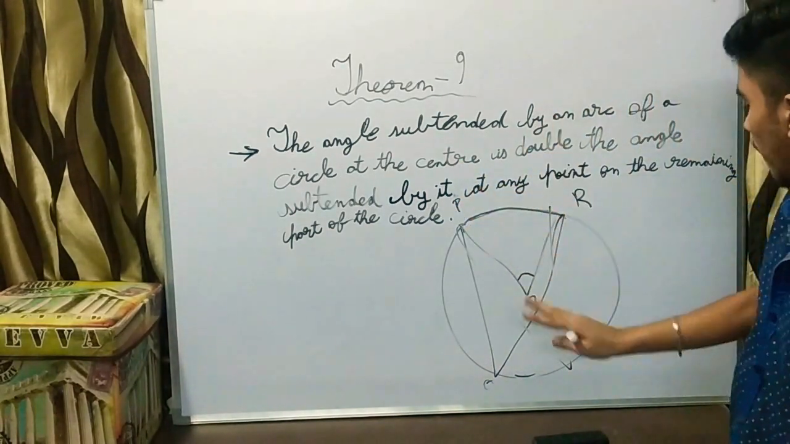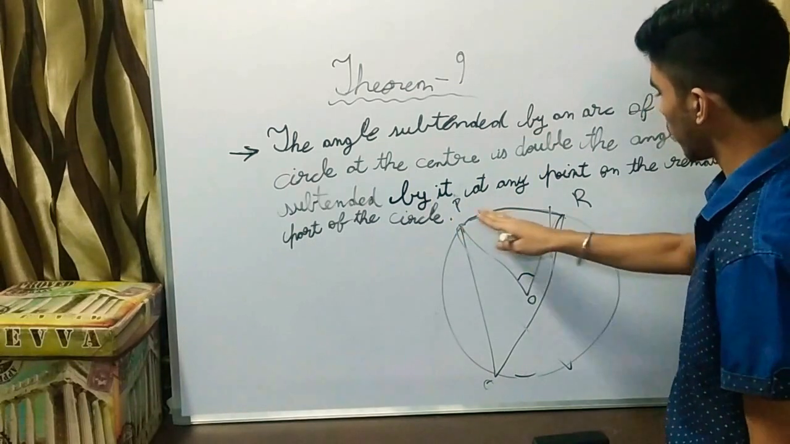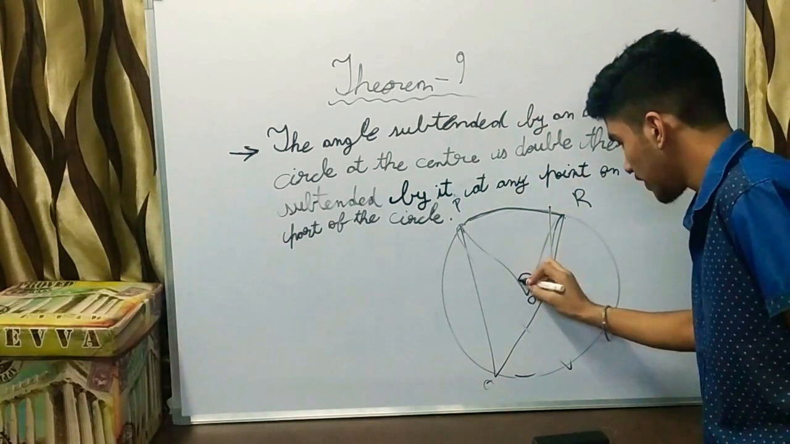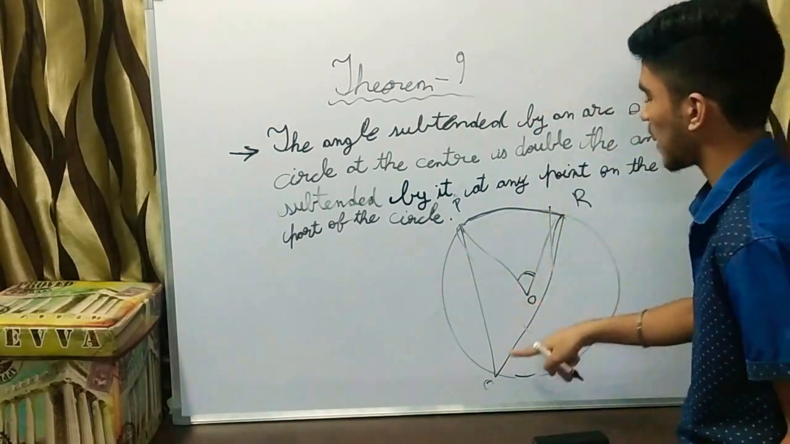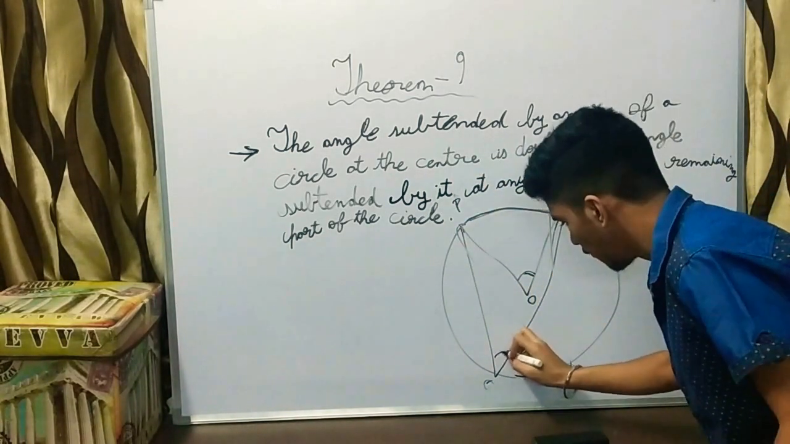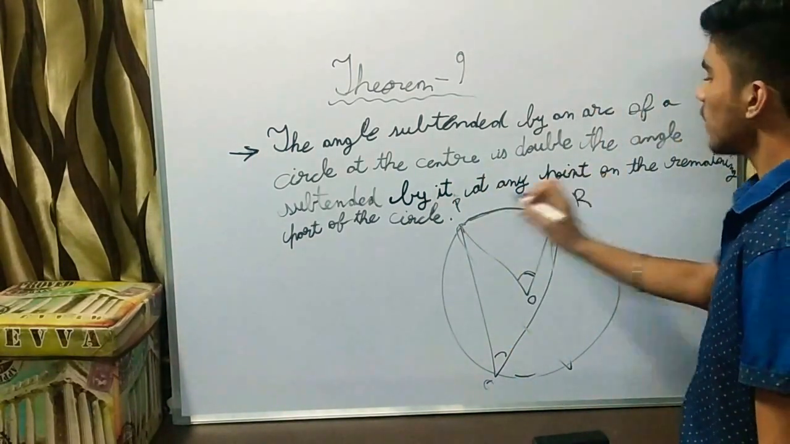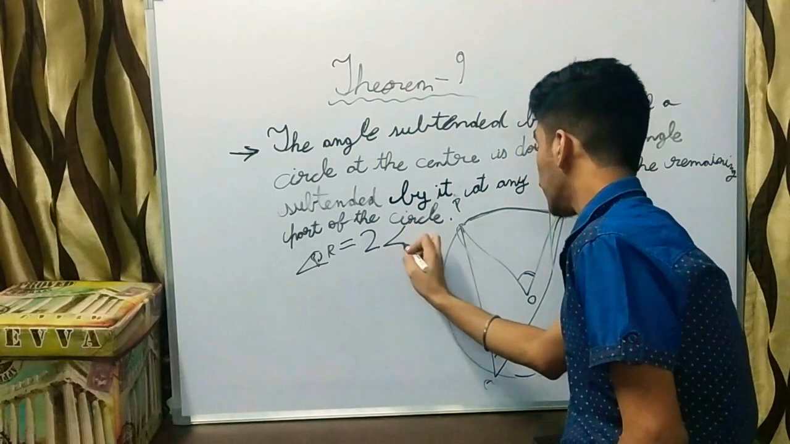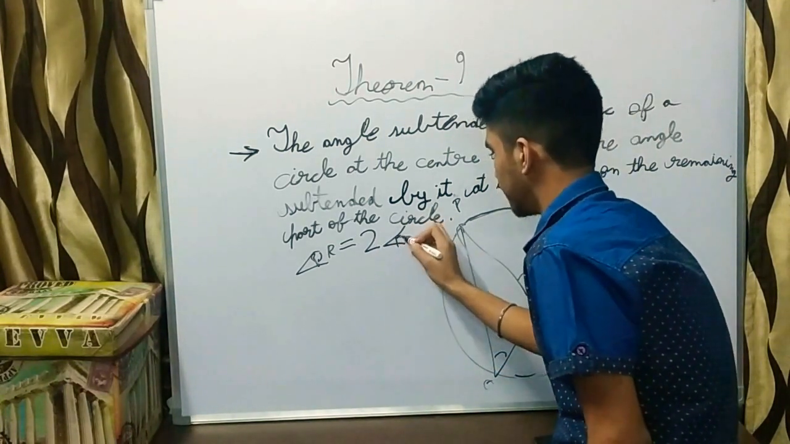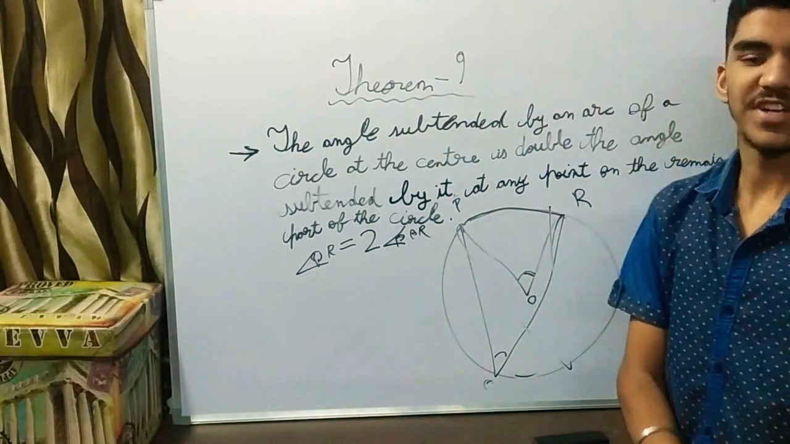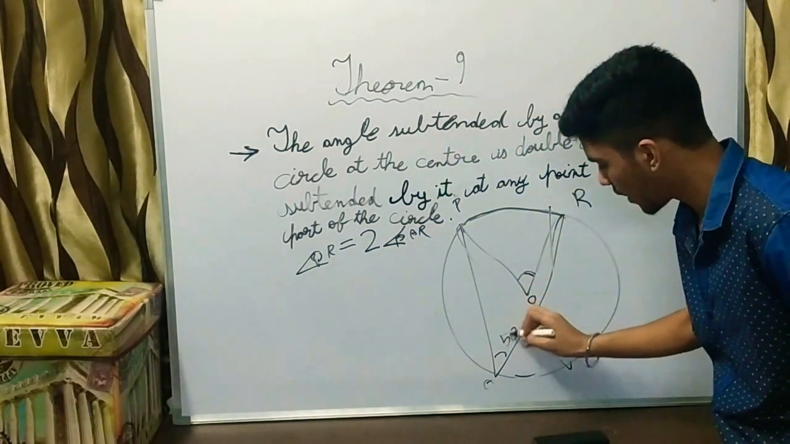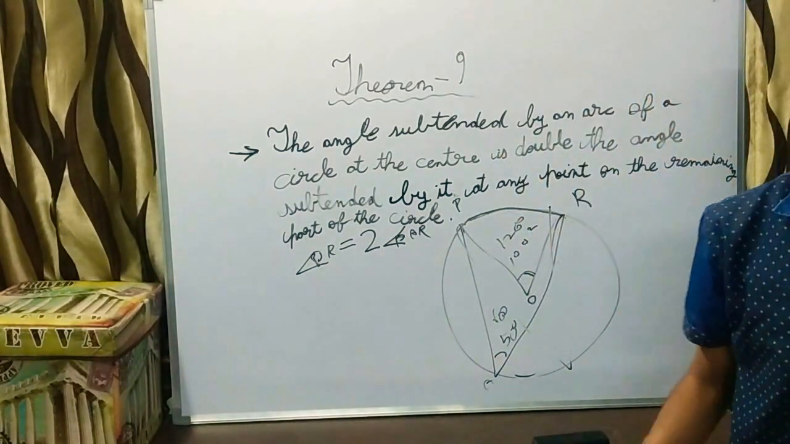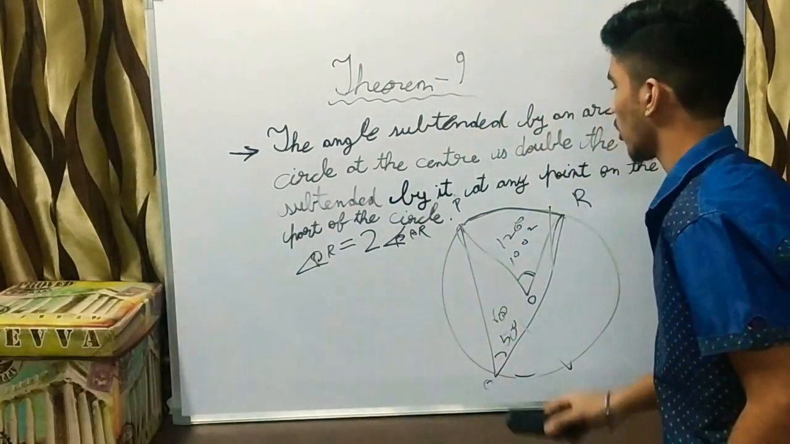So now let us see. Till now we have drawn the required items. It says that the angle subtended at the center is double of the angle subtended at any part of the circle, which means that angle POR is equal to double of angle PAR. Which means that if any angle is 50 degrees, it would be 100 degrees. If it is 60 degrees, it would be 120 degrees. Understood? Let us move to the questions now.